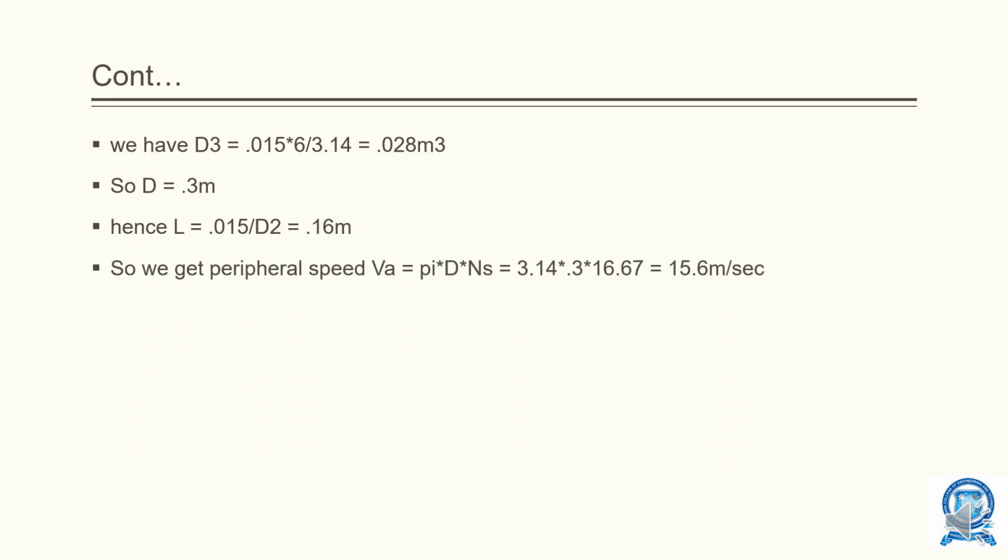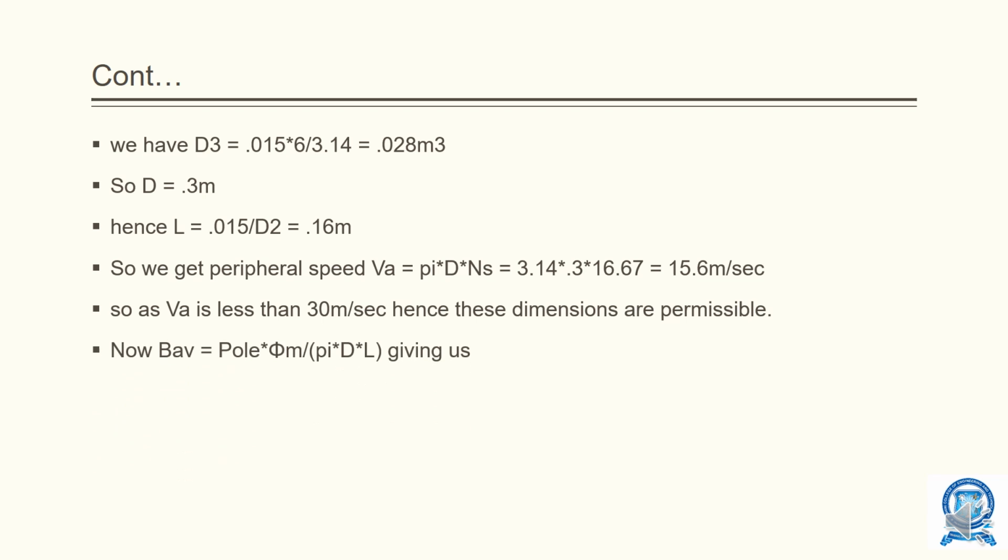So again, we need some more parameters to be checked. Here let us check the peripheral speed. The formula to calculate peripheral speed is Va is equal to pi d ns. So pi value is 3.14, d value is 0.3 and ns is 16.67. On substituting the values, I am getting the peripheral speed as 15.6 meter per second. So here it is within the limit, so the dimensions are permissible.